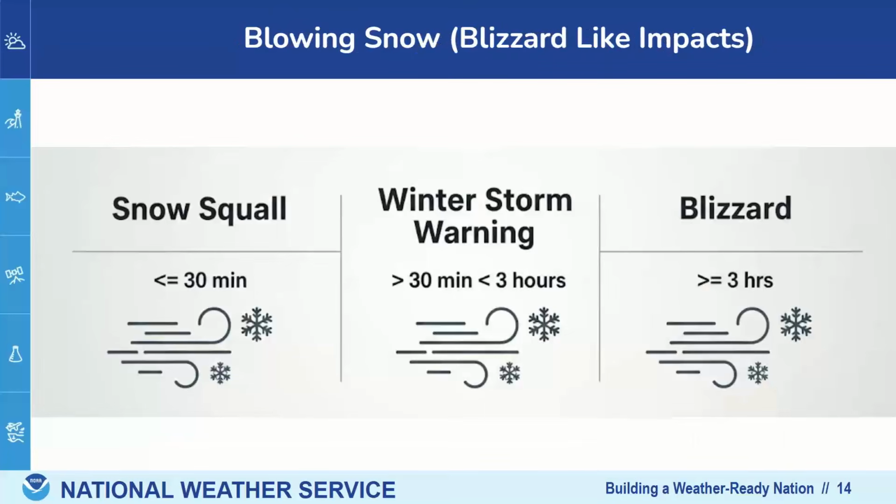And that is broken down into how our headlines are figured out. Snow squalls are less than 30 minutes. For winter storm warnings, you're looking more like 30 minutes to 3 hours. And the blizzard is the true 3 hours, quarter-mile visibility, whiteout conditions. And obviously a blizzard that's 3 hours long is going to have lower impacts than a blizzard that's, say, 12 or 15 hours long. So duration is a major component of our thinking when we're thinking of headlines.